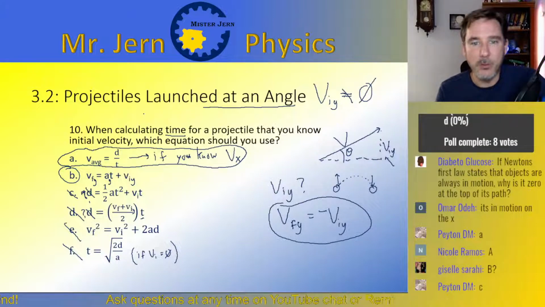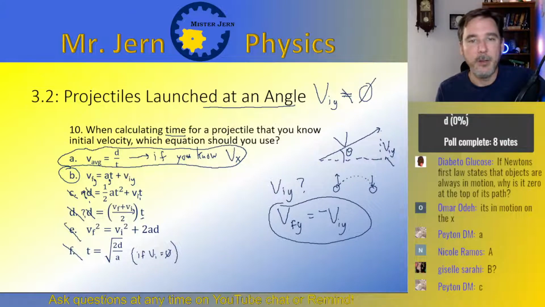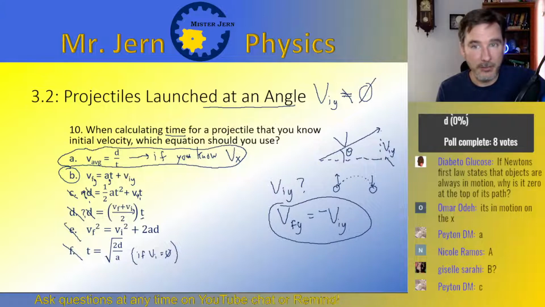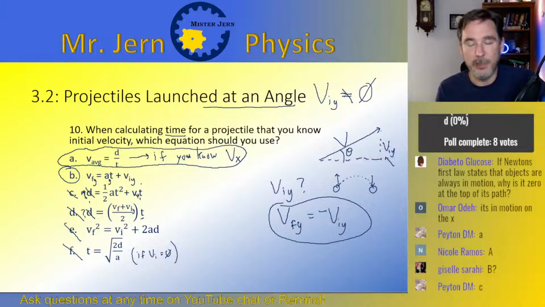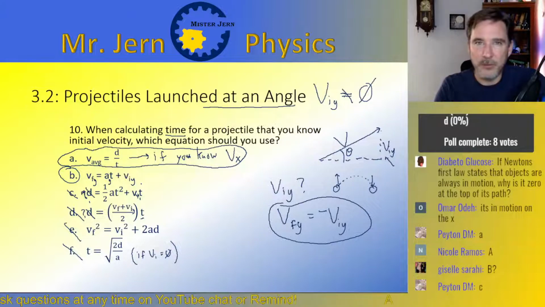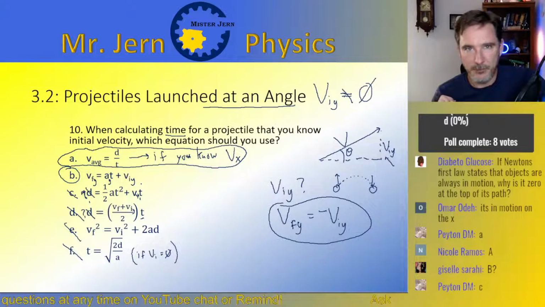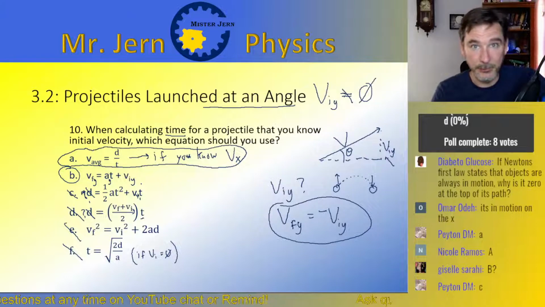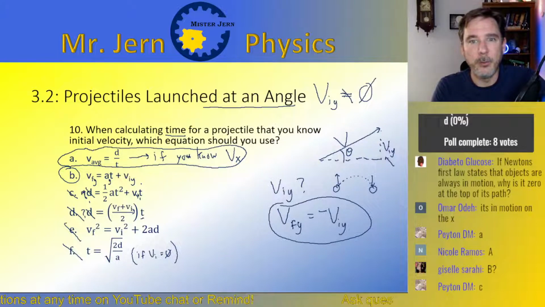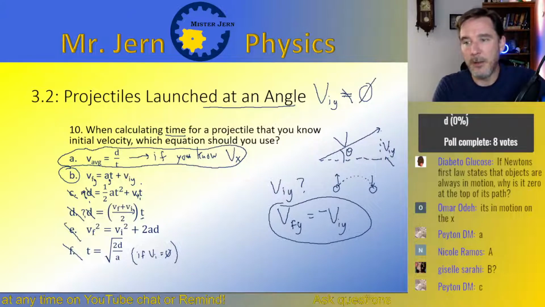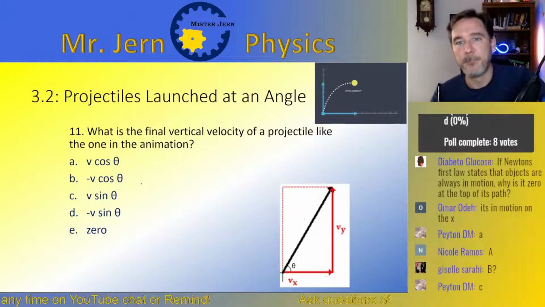And so if you know VIY, this question was worded pretty poorly. But if you know VIY and it goes all the way up and all the way down, you know VFY. So the answer is B. Okay, I hope that was less confusing. I hope that was helpful to you. I wish I would have worded the question a little bit better, but hopefully you understand what I was trying to get. And if not, just let me know. I'll try to clarify a little bit better.